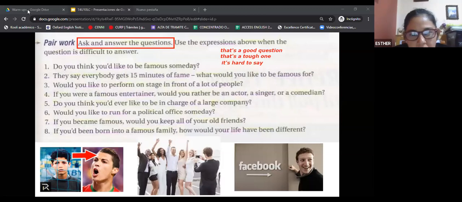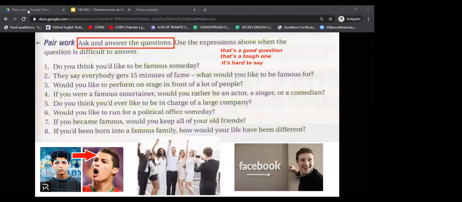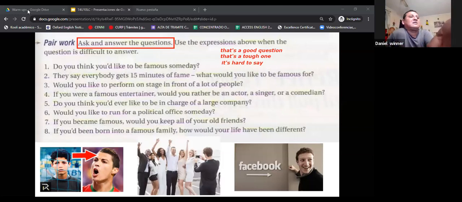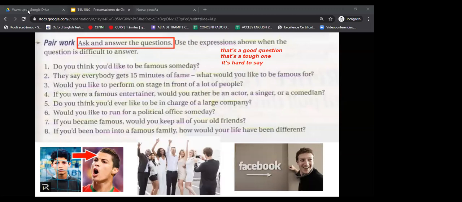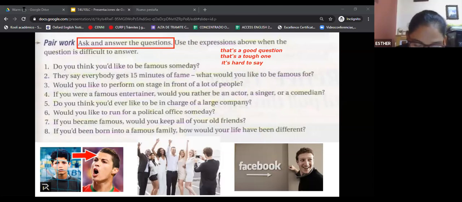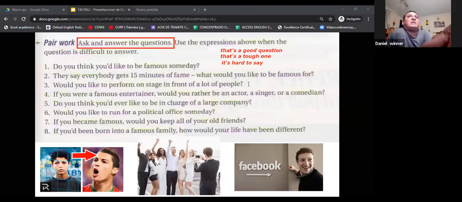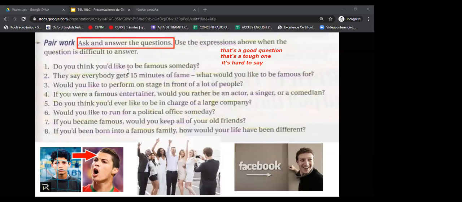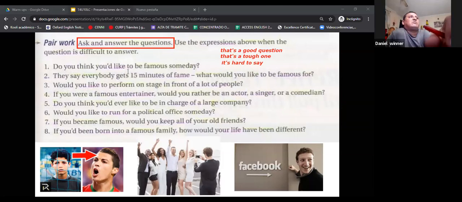Well, in my case, it's hard to say. For Anna, it's easy. That's a good question. But maybe in my case, I'd like to be a singer. Yes, to be a singer. I would like to be a comedian. Perfect. Next. Do you think you'd ever like to be in charge of a large company?